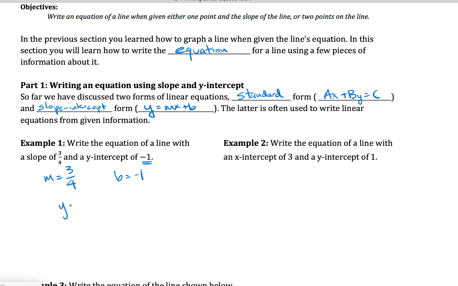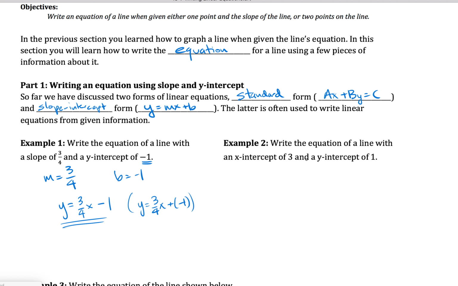So we take y equals, and then we put the 3/4 where the m is up here, and then we tack on the x, minus 1, because it's technically plus b, but this would technically be y equals 3/4 x plus -1, but we don't usually like the look of plus -1, so instead of writing plus -1, we just write -1. So y equals 3/4 x minus 1 is your equation in example 1. And that's about as easy as it can get.